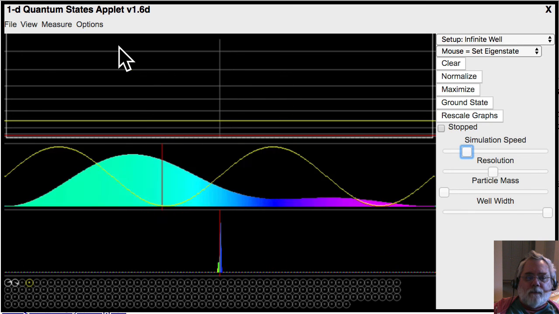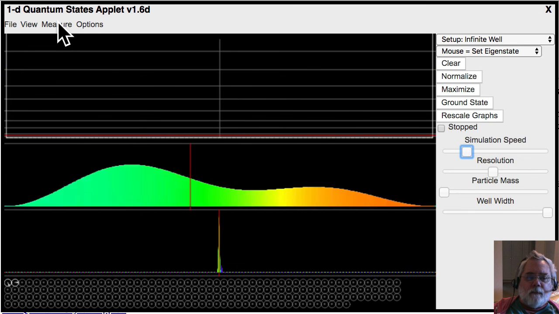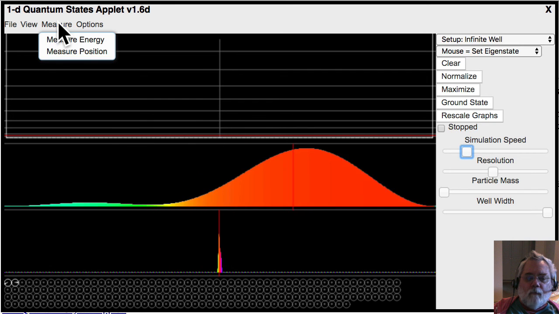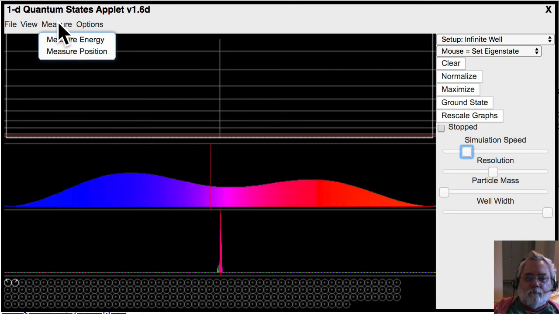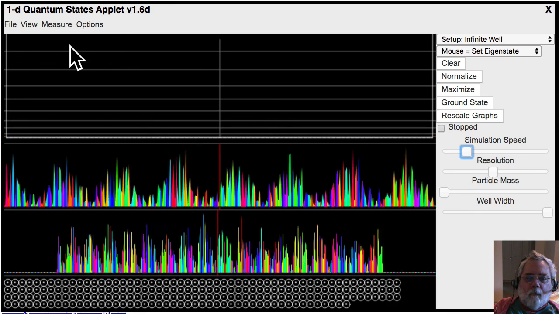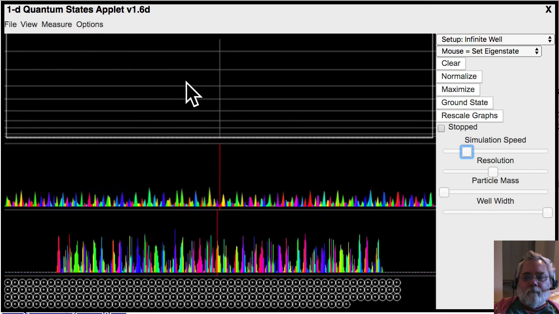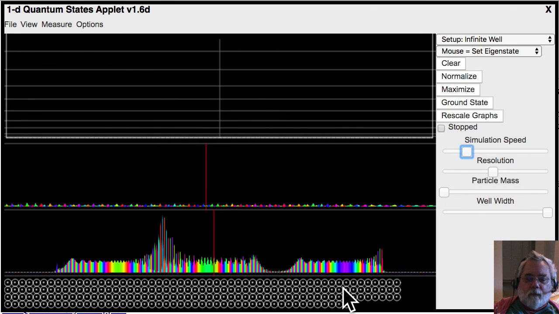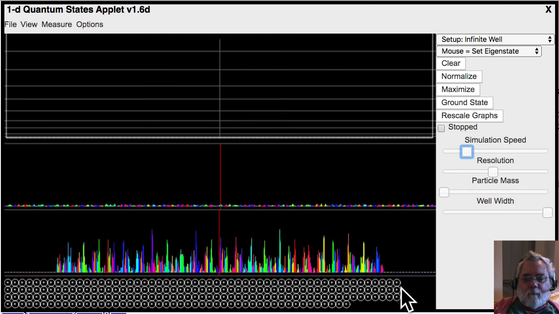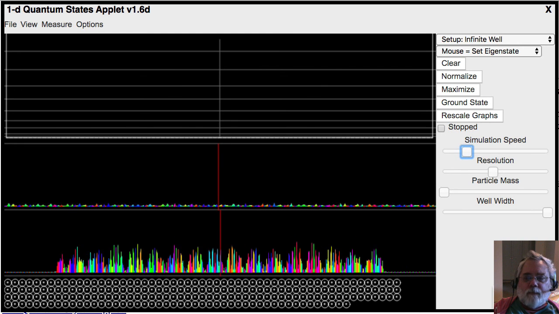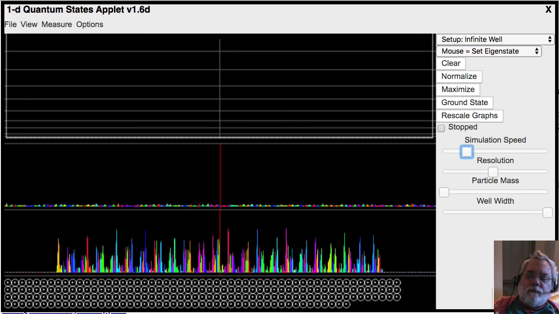Now I'm going to ask it to measure position. What do you think will happen? Boom! Look at all these phasors. When we measured position, we got a value of position.